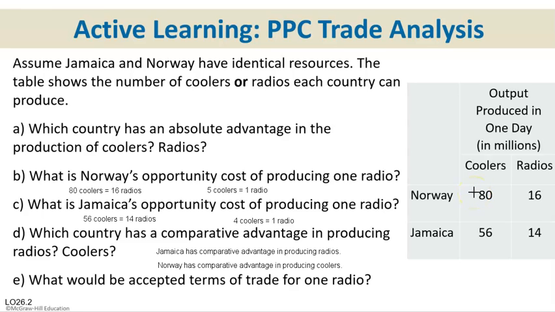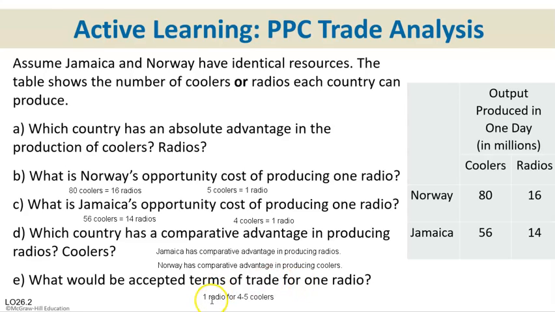Next question. What would be accepted terms of trade for one radio? So remember, the terms of trade means the ratio at which we're going to trade one good for the other. To find accepted terms of trade, you just want to look at the opportunity cost in each country, and the terms of trade will be between the two opportunity costs. So both countries, Jamaica and Norway, will agree to trade if one radio trades between 4 to 5 coolers, and that's your answer.